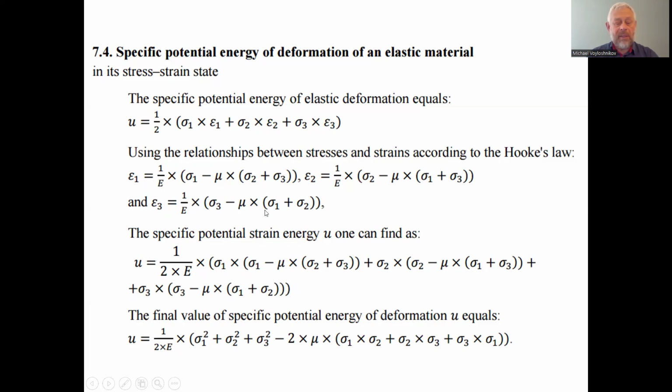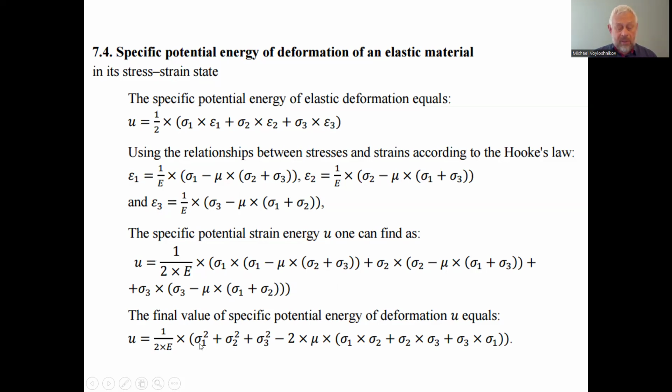So we can find that the specific potential energy, when we substitute into the original formula, as products of the stress by the strain in the main directions, with the one half factor, we can find this formula as indicated here below. And after the opening of the brackets and after the required mathematical transforms, we can find that the final value of specific potential energy of the deformation equals the common factor 1 divided by 2 E, the modulus of elasticity of the material, multiplied by the brackets.